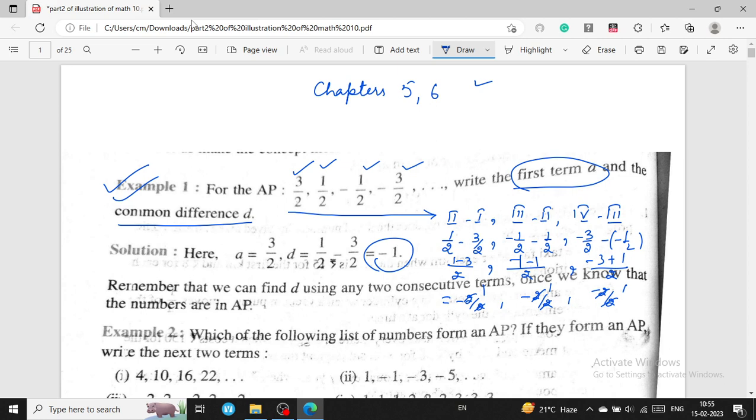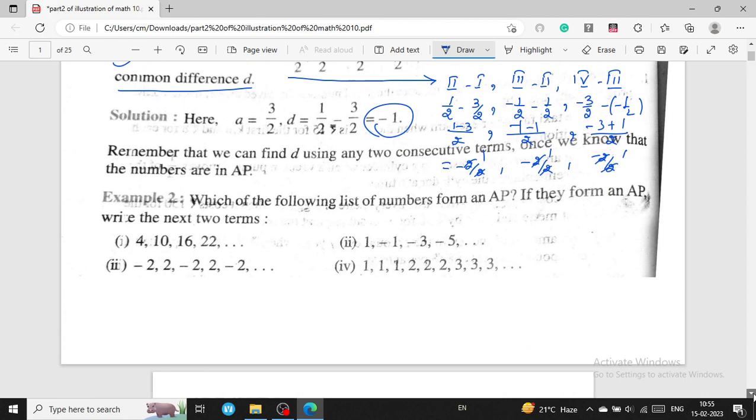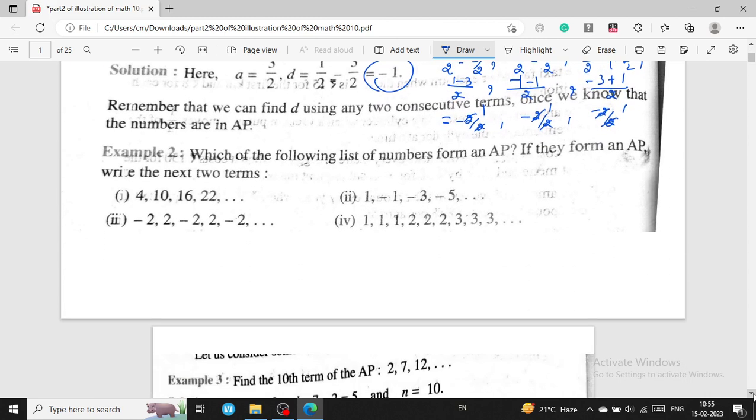Now, you have to keep in mind that if the common difference is not equal for all terms, then it will not be an AP series. In the next example, which of the following lists of numbers form an AP? We have to find which series is an AP series and which is not, and if it is an AP series, then we have to find the next two terms.